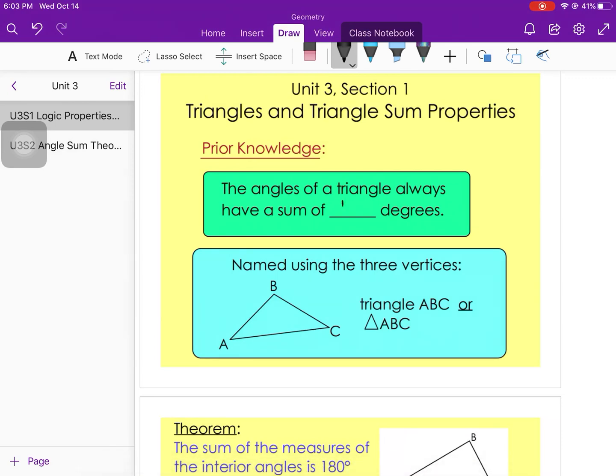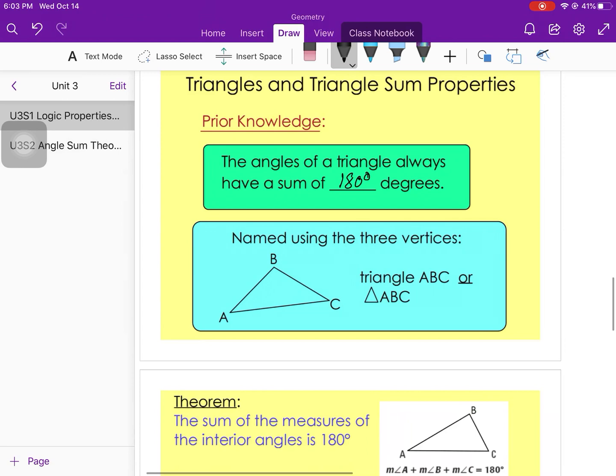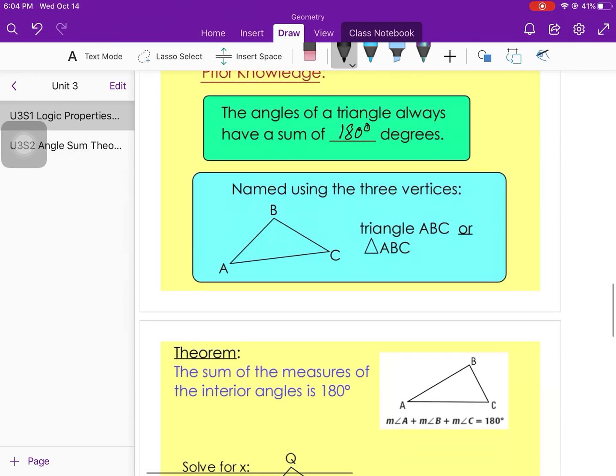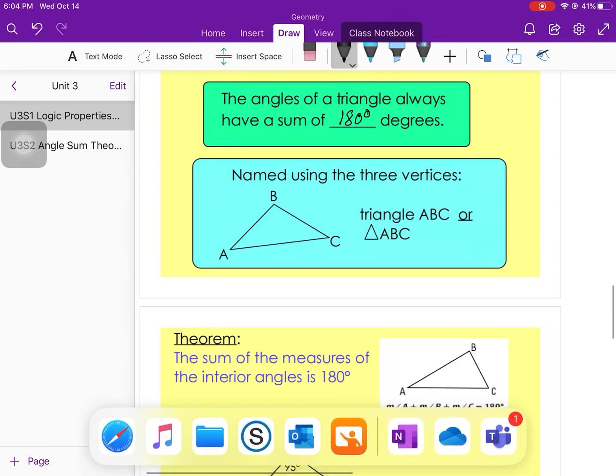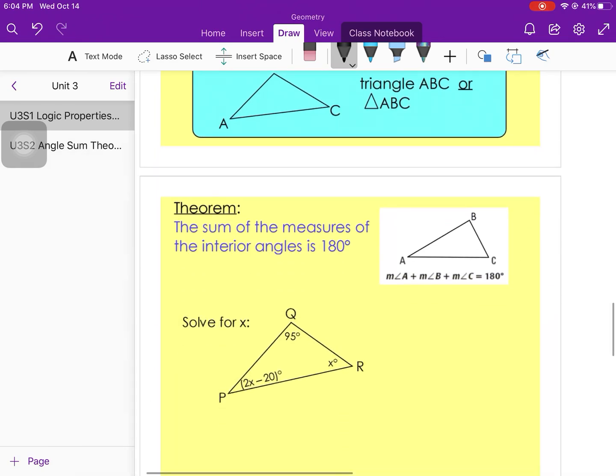The angles of a triangle always have a sum of 180 degrees, that magic number we love to use. So triangles are named using three vertices. We either use the word triangle and then ABC, which are the 3 points, or we use the triangle symbol, which is a triangle, ABC right next to it.